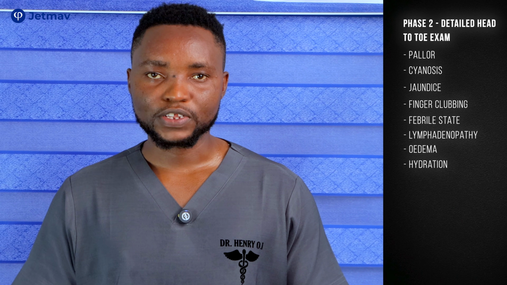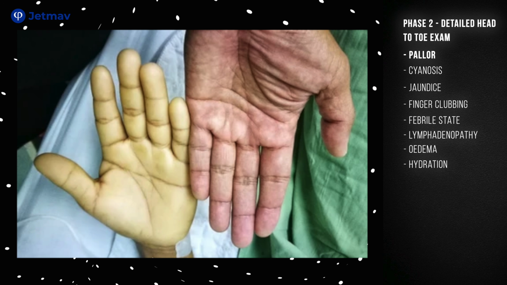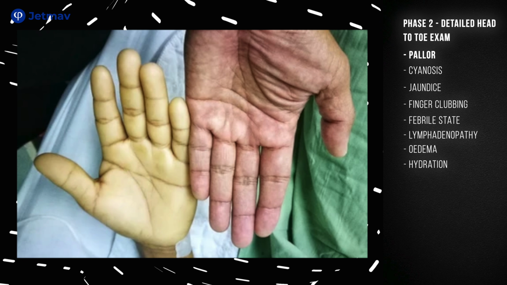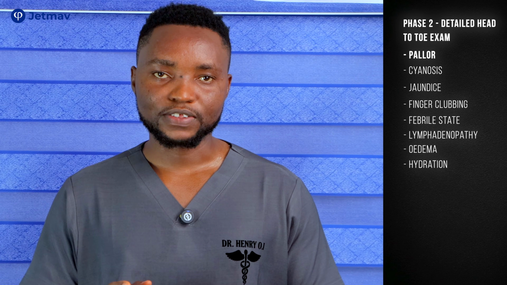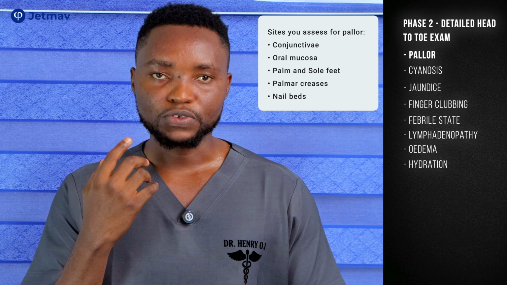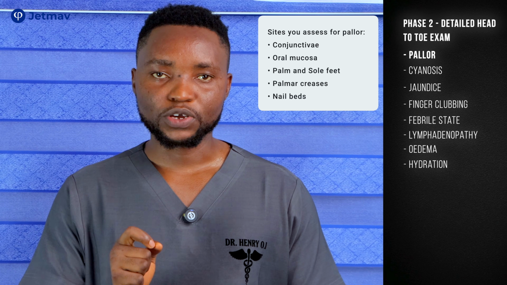Now, the first one we'll talk about is pallor. Pallor is the paleness of the skin and the mucous membrane due to reduced blood flow or reduced red blood cell count. So it can be assessed in areas where the blood vessel is close to the surface, places such as the conjunctiva, the oral mucosa, the palm and the sole, palmar creases, and the nail beds. So these are the areas where you can assess pallor.